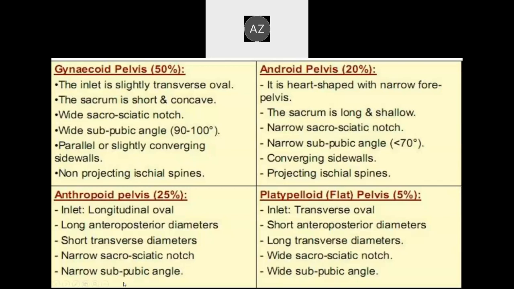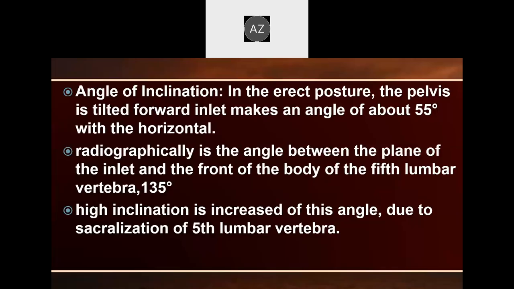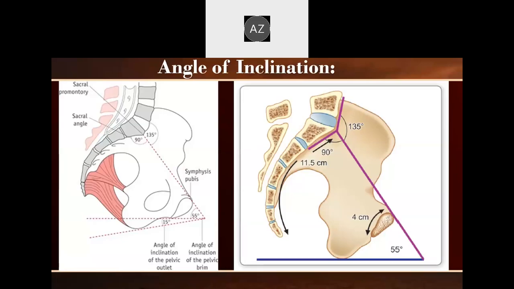We have a narrow subpubic angle, and then we have a wide subpubic angle. And then above everything, we have something called the pelvic inclination. You can measure it from here up or from up down. So when you look at it from the sacrum point of view, it's 135. And then from down here it is 55 degrees.